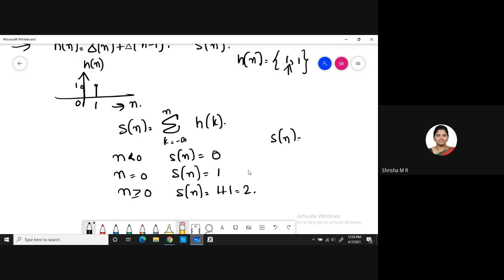S of n is equal to 0 when n is less than 0. It is equal to 1 when n is equal to 0. It is equal to 2 for n greater than or equal to 1. Got it, everyone? Clear? Ma'am, so 3 cases should we write, ma'am? Yes, n greater than or equal to 1 you can take.